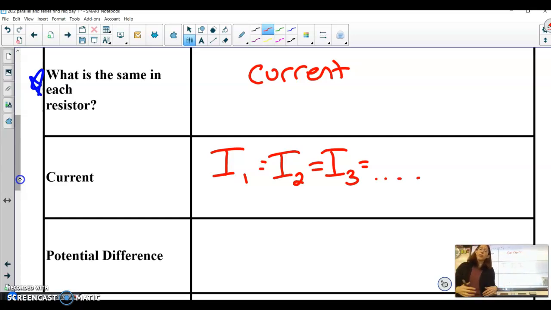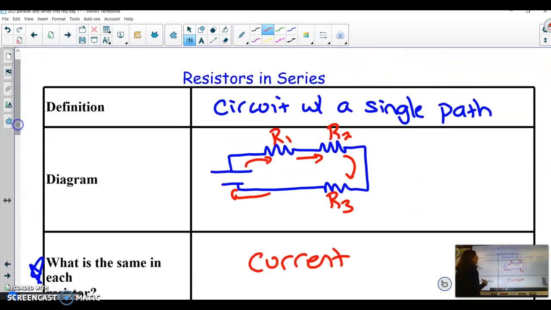Now, for potential difference, this comes from the loop rule. If I think about the potential difference, and you don't need to add this into your picture, but let's imagine that this was 20 volts over here. Well, as I go around, the potential difference of all 3 of these together has to add up to the 20. So let me kind of explain why.